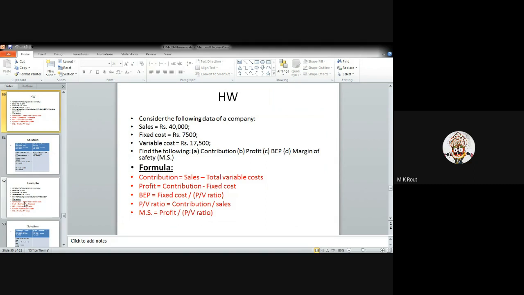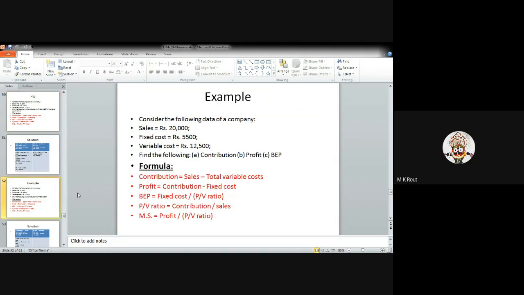Okay. So this one is for your homework, you just note down this data. But here you do not go for calculating the margin of safety. Up to break-even point, you have to calculate. So I repeat, consider the following data of a company. The sales is given rupees 20,000, fixed cost is rupees 5,500, and variable cost is rupees 12,500. You have to calculate the contribution, profit and break-even point.